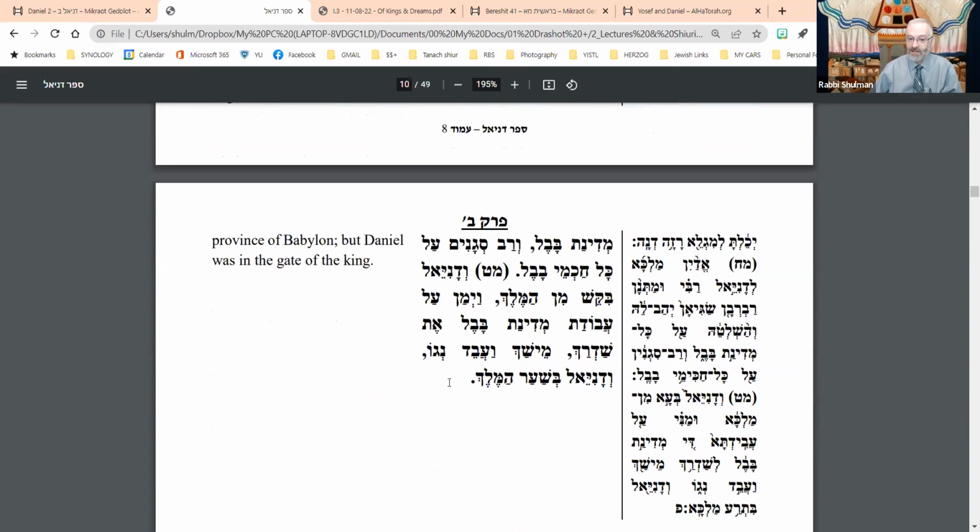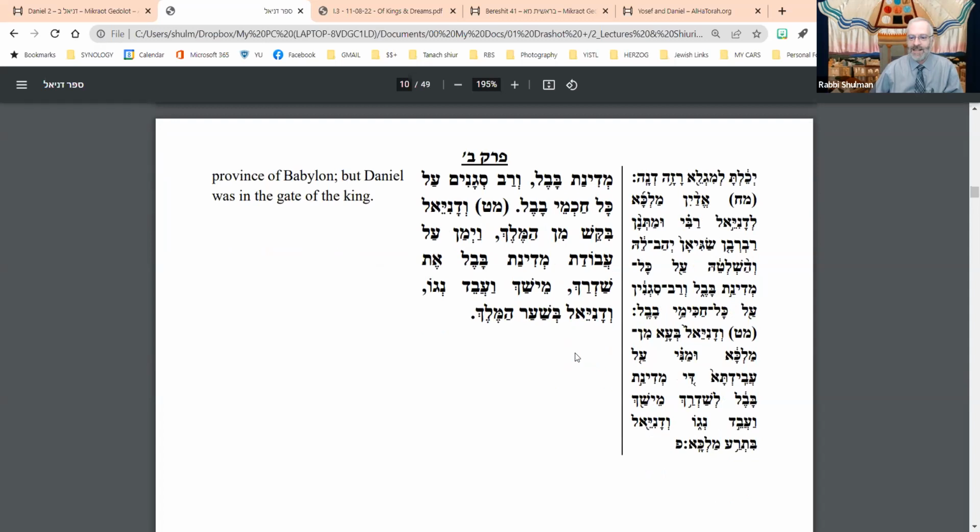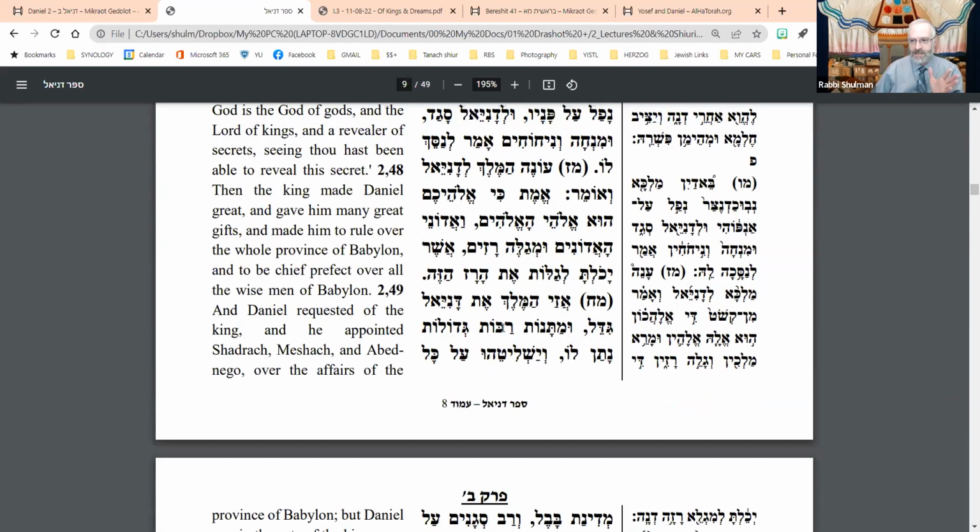Once Daniel is there, he said, you know what, I have 3 really good workers. Let's bring them into the office. Okay, so Hanani, Mishael, Azariah go with him. But Daniel Bishar Malka. Daniel is now in the court of the king, which in most cases means some kind of judge or officer in the court of the king, like Mordechai in the court of Achashverosh, and the Bishar Malka. That's the story in Perek Bet.